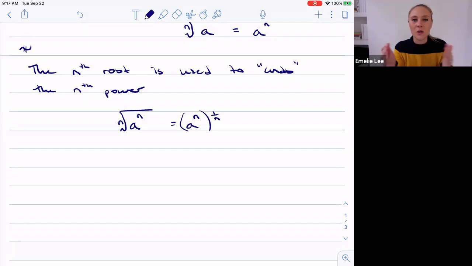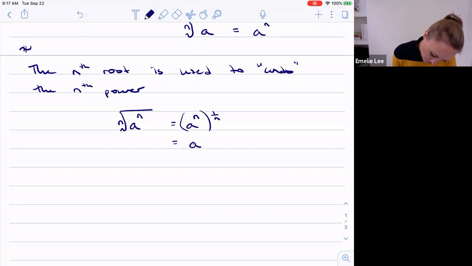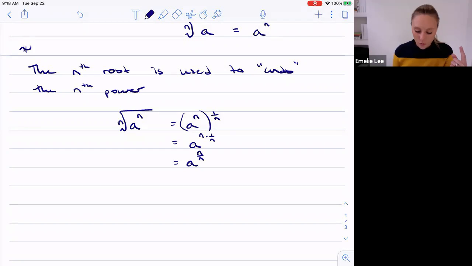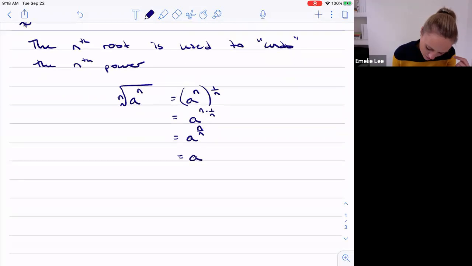But now, because I know how exponents behave, from last day, we talked about the laws of exponents, I can rewrite these exponents as a to the power of n times 1 over n. If you think about it, n can be rewritten as n over 1, so now I'm just multiplying fractions. So now I've got a to the power of n over n. A to the power of n over n is just 1, which is just a.